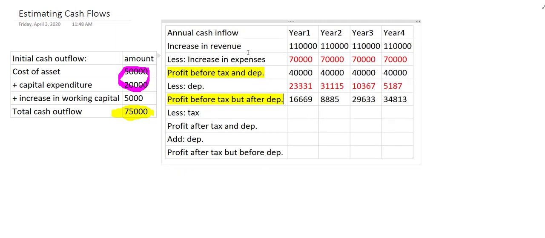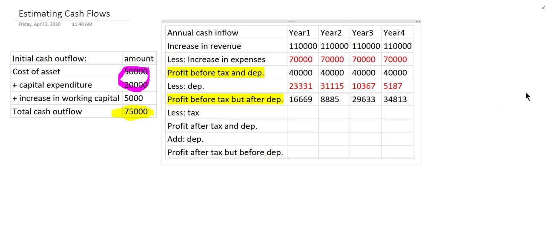It's fine now. We mentioned the revenue, then from revenue, we minus the expenses. So 110 minus this one, we got 40, 40, 40 for all of them. Then from this amount, which we could call the profit before tax and depreciation, we minus depreciation, and then we get profit before tax, but after depreciation. Then after this, we have to less tax.